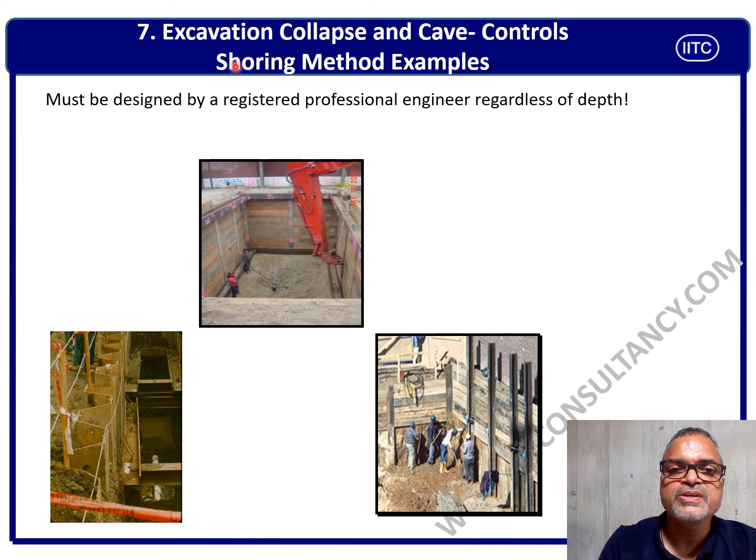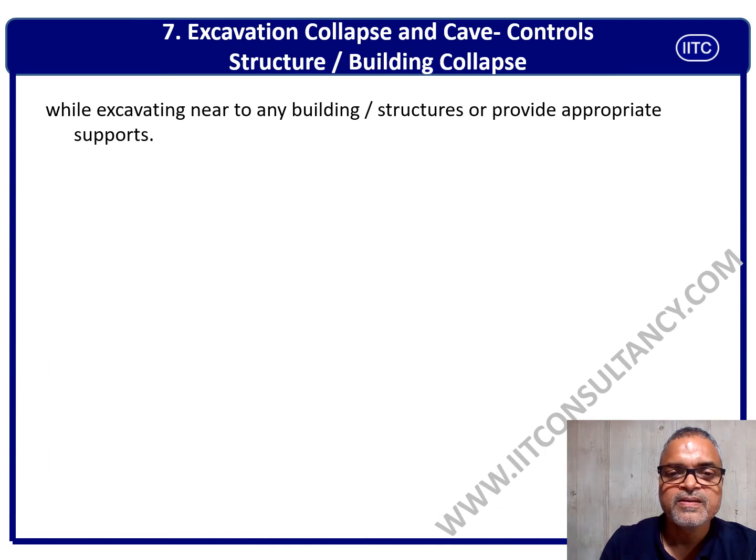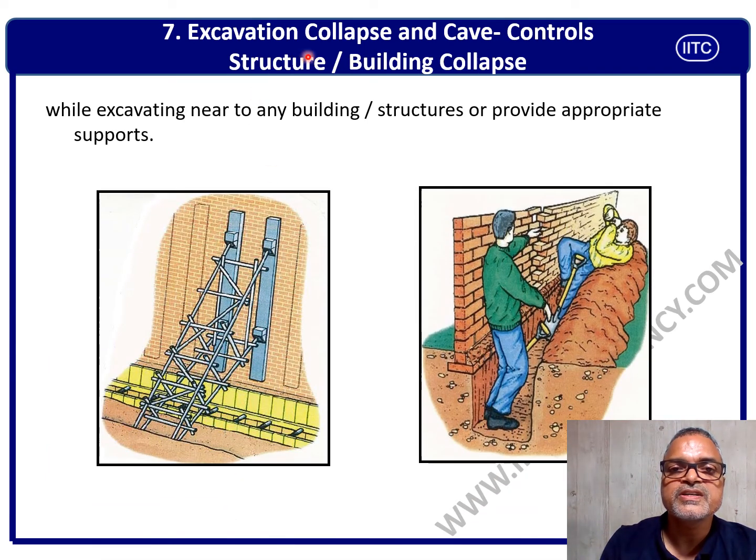In this slide you can see different methods of cave-in control. Shoring methods are given over here. See, this can be done, this you can use, and this you can use. So this you can also use as a different method. Other examples and samples for excavation collapse and cave-in controls are given over here. See, this is how we can support, and this is how we can support. These are different examples.